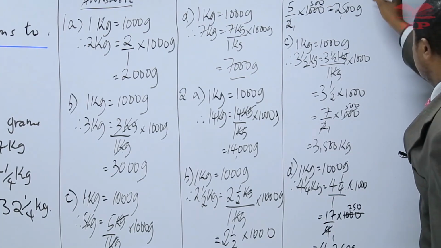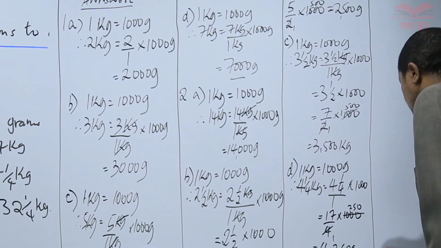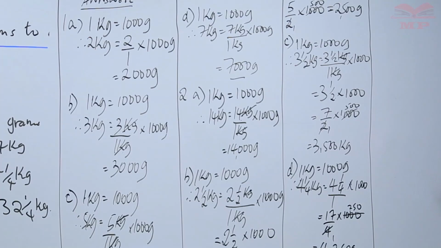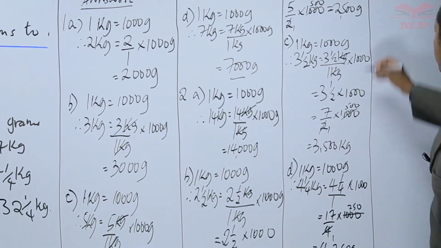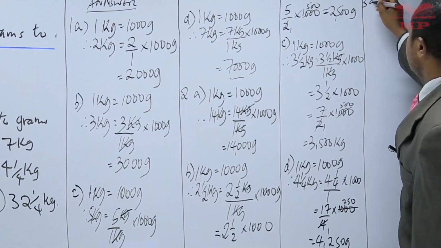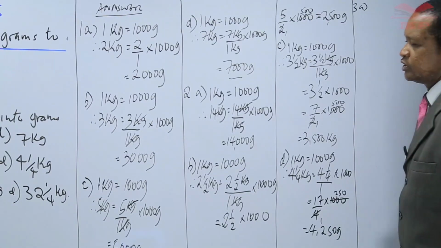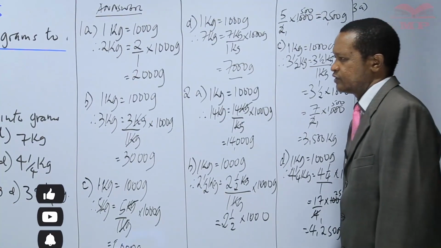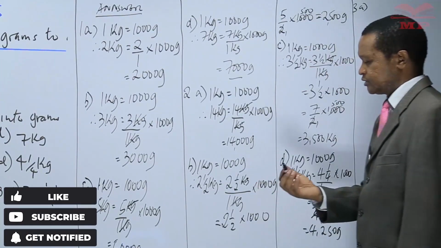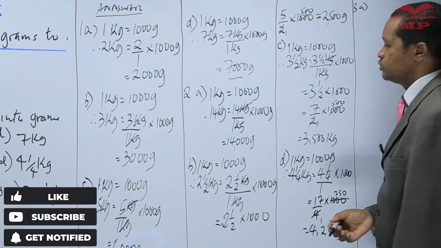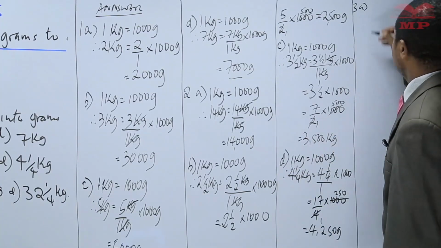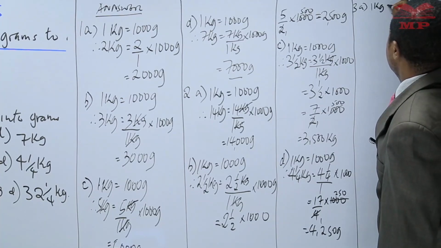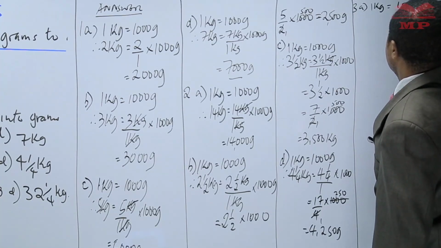450 grams. So let me proceed here. We are now on question 3. Question 3A, we are to convert 6.5 kilograms into grams. How do we do it? 1 kilogram is equal to 1,000 grams.